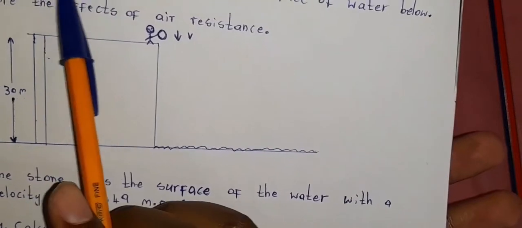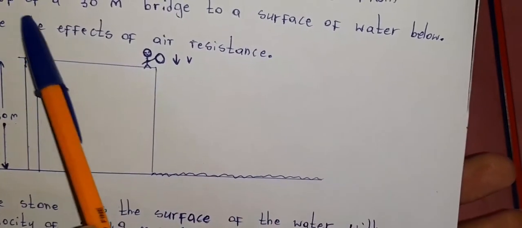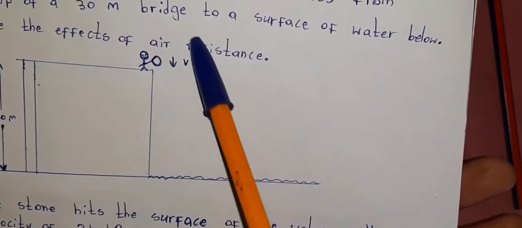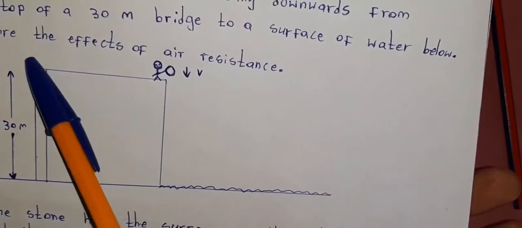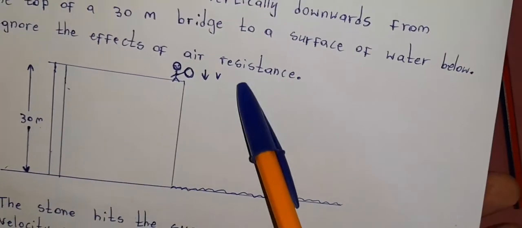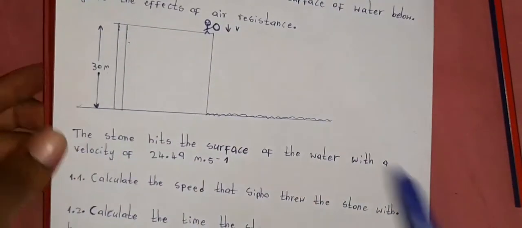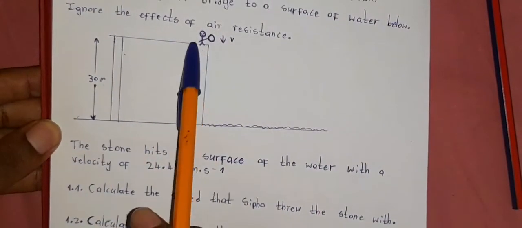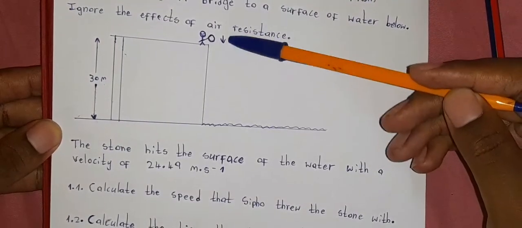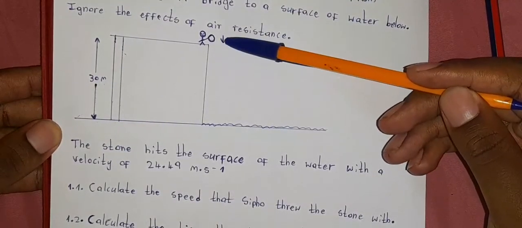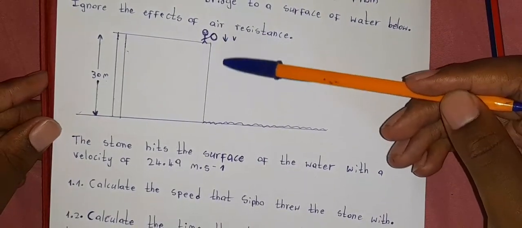It says Sipho throws a stone vertically downwards from the top of a 30-meter bridge through a surface of water below. Ignore the effects of air resistance. So what's happening here is that Sipho, you can see Sipho there, he throws this ball downwards. When he throws this ball downwards, this ball will experience a free fall.